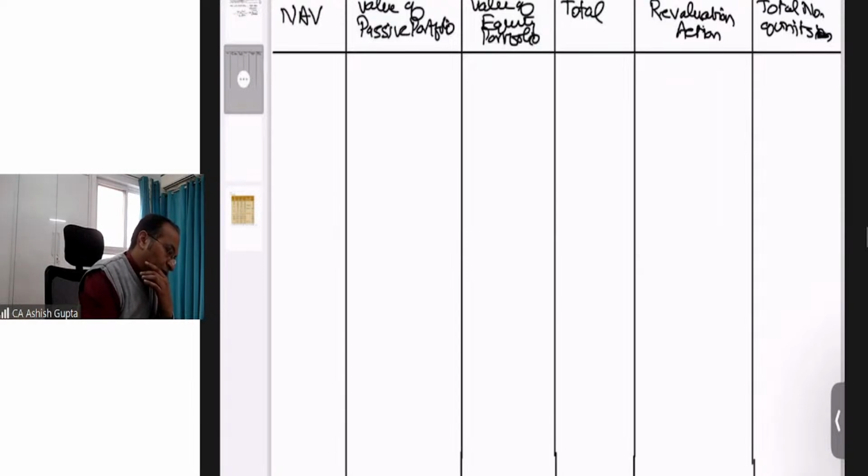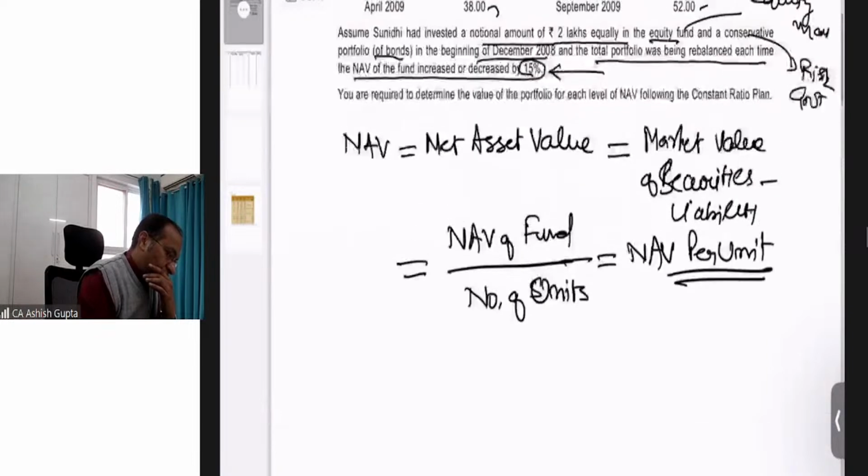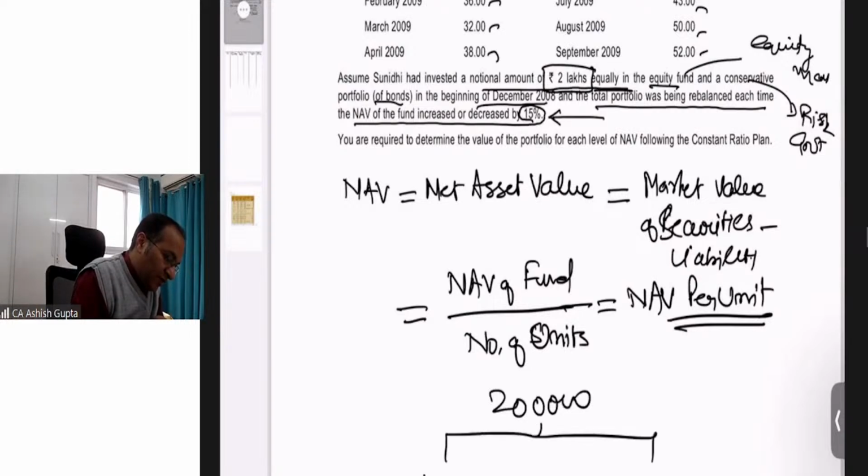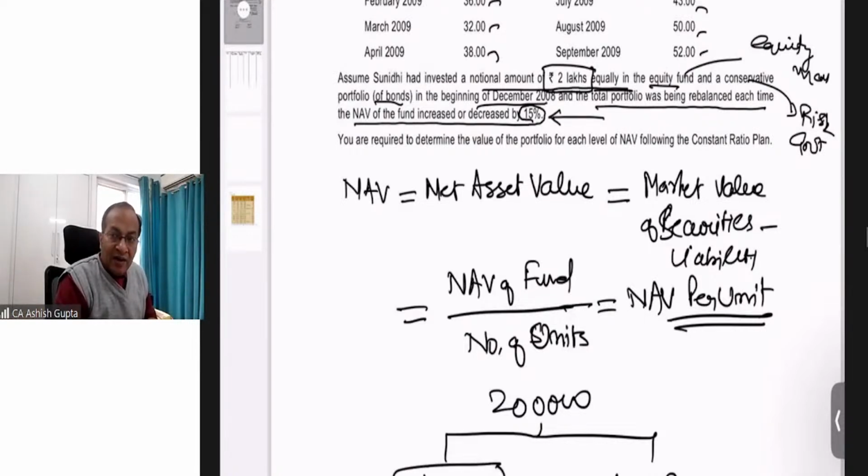Now, students, see here what we are doing. We have to see she has invested 2 lakh rupees, and she wants to invest equally in the equity fund and the conservative portfolio. So it means 2 lakh will be divided: 1 lakh will be invested in the bond portfolio and 1 lakh will be invested in the equity portfolio. Please note, the bond portfolio will not be affected by any market change.